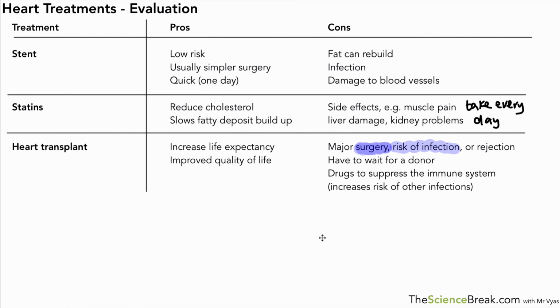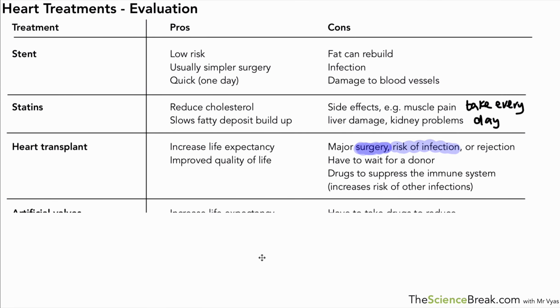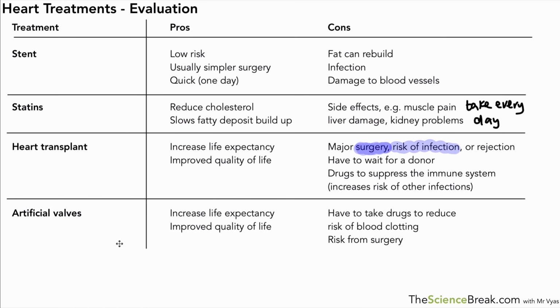One further thing to highlight there is that when we have drugs to suppress the immune system, that can increase the risk of other infections because you have a weakened immune system, which has been weakened so that you don't reject the heart tissue. In terms of artificial valves, again, life expectancy and improved quality of life are both pros, but we have to take drugs to reduce the risk of blood clotting. Anytime blood meets a foreign object or tissue that's not self, it wants to clot, and we have a risk of that when we have artificial valves in the body. And again, we have to take drugs to stop the blood from clotting and stopping the valves from working. And again, we've got risks from surgery.